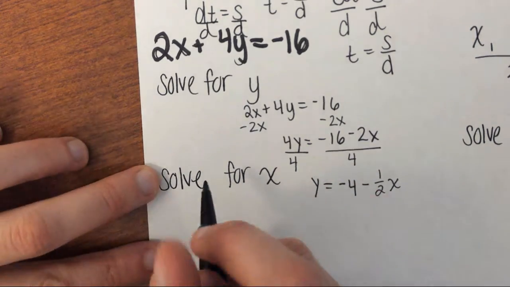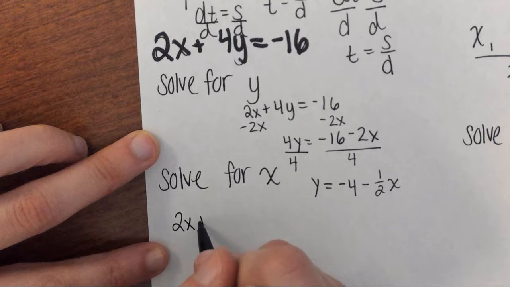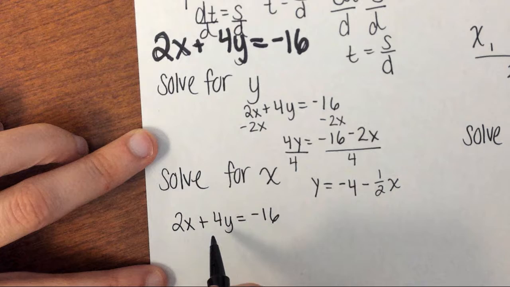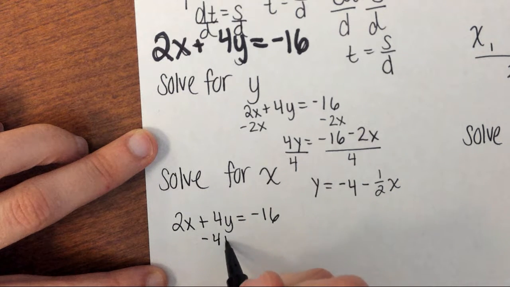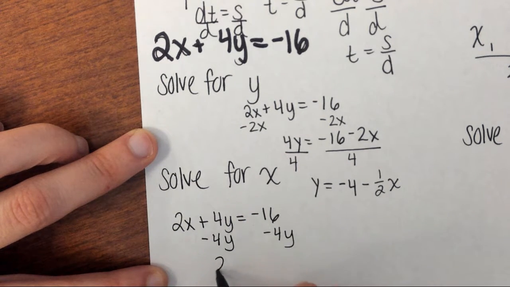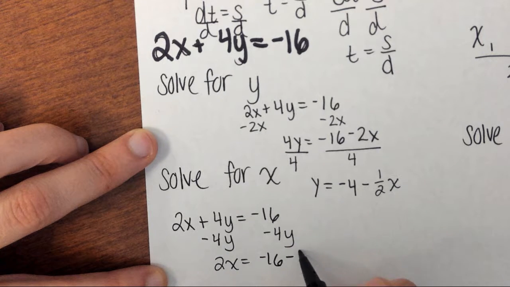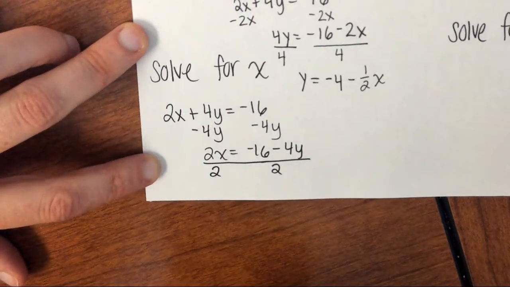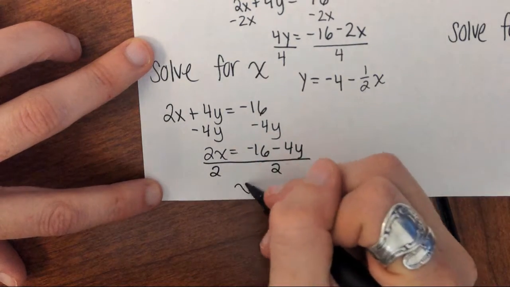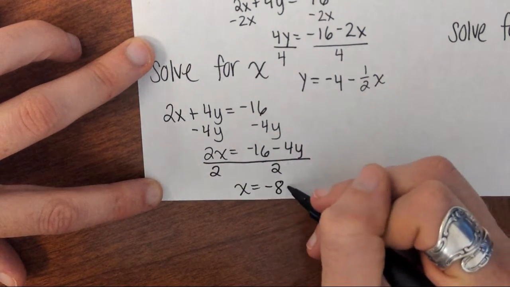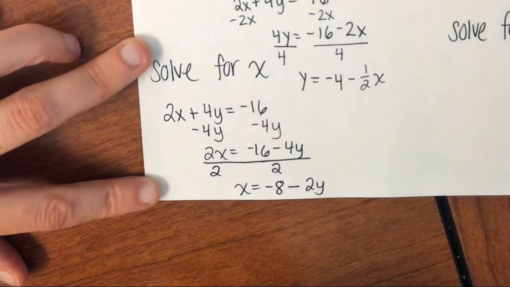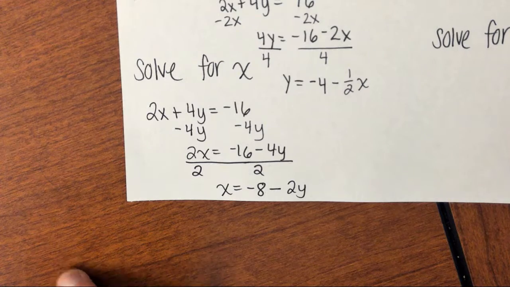Now using the same equation, if we solve for x instead of y, we would zero out the term that doesn't have the x, so subtract 4y from both sides. Divide both sides by 2. And so you're left with x equals negative 8 minus, this would be negative 4y divided by 2, so minus 2y. And that'll be our final for that one.